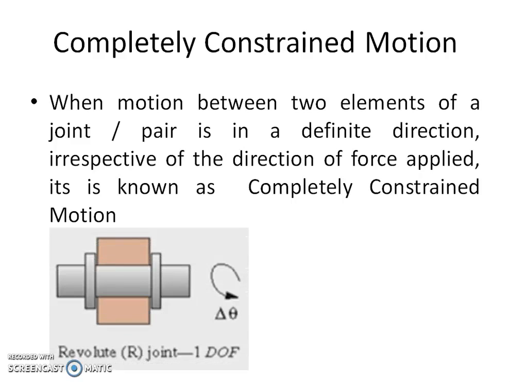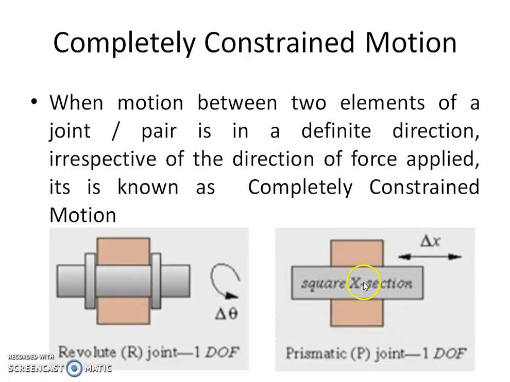An example is a revolute pair, in which there is rotary motion about the axis of this cylindrical part. However, the object cannot move in this direction because of the collars on either side of the cylindrical part or revolute pair over here. Another example is a square section bar, which is forming a prismatic pair or joint. This bar can move in the x direction, but it can't rotate about the axis. So these two represent completely constrained motion.